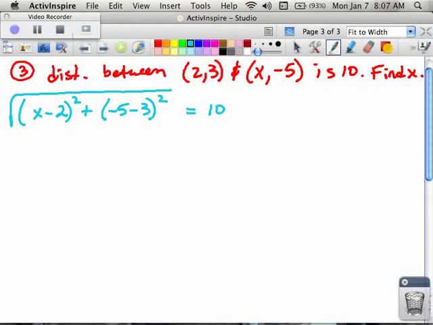So this equation involves algebra. And the first thing I notice in this equation is that I don't really like that they have a square root there, because that's kind of messing me up. So what I'm going to do is get rid of the square root. In order to do that, I'm going to square both sides. If I do that, then on the left-hand side, the square root and the square undo each other because they're inverses. So I end up with x minus 2 squared plus, if I simplify that other parentheses, negative 5 minus 3 is negative 8, and negative 8 squared is positive 64, and that's equal to 100.